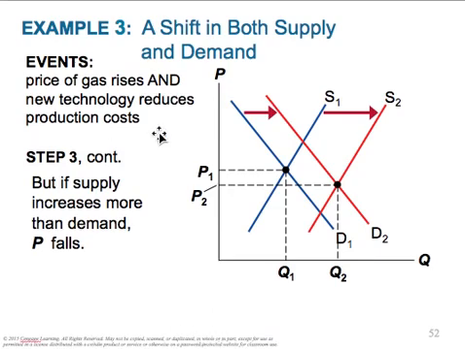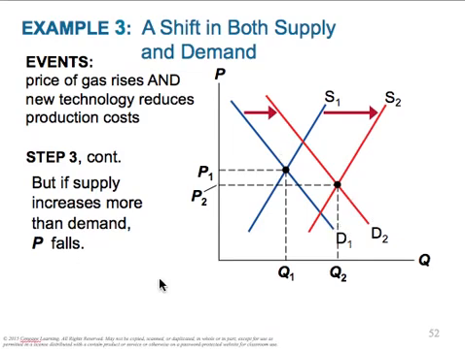So on the other hand, let's say, again, the price of gas rises and new technology reduces production costs. Step 3 continued. See the gap here between supply 1 and supply 2 and the gap here between demand 1 and demand 2. What's wider? Now the supply is wider. So if the supply increases more than demand, price falls. So you can see here price went down. Price 2 is below price 1. Okay, so a lot depends on this gap here.